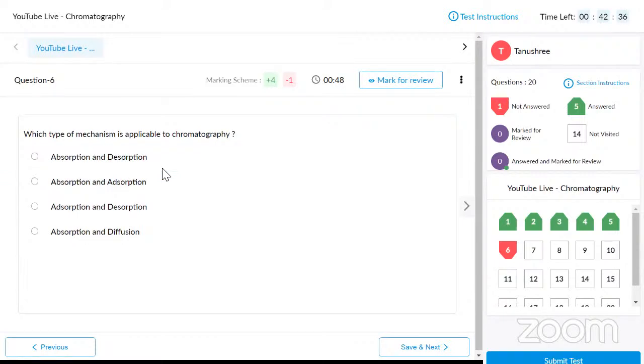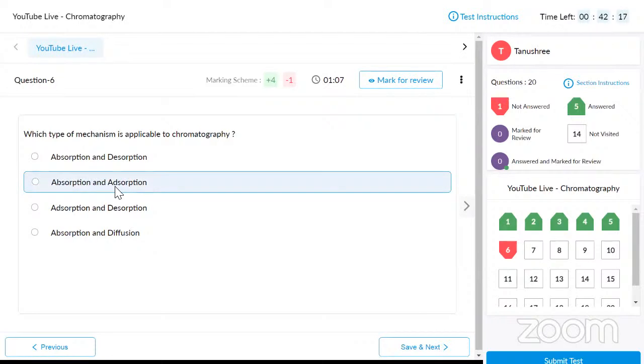Absorption will not happen, because no stationary phase will absorb your analyte; if a stationary phase is absorbing your analyte, then it is very difficult to deabsorb your sample and remove it out of the column. So absorption and desorption is not your answer. Second is absorption and adsorption. Adsorption means adherence on the surface and absorption means adherence within the surface. So absorption and adsorption both will not happen. So option B is also eliminated.